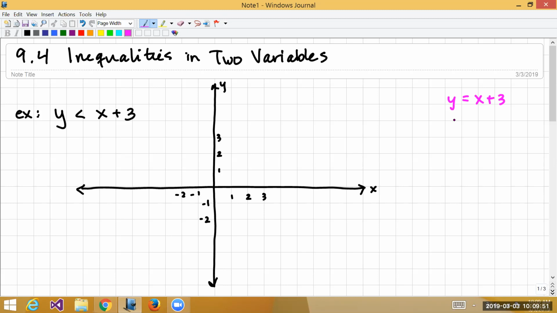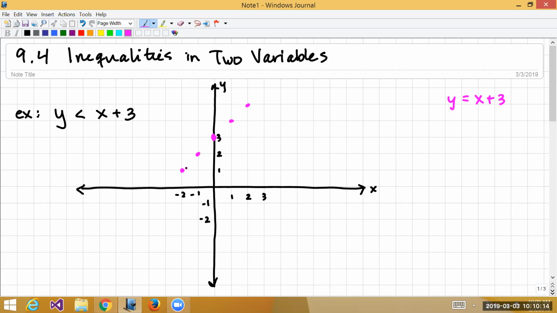It's already in slope-intercept form, so we go ahead and plot our y-intercept, which is 3, and then the slope is 1, which tells us to go up 1 and to the right 1. We could draw a few points. You can always go in the opposite direction. Remember, to go in the opposite direction, you do the opposite rule. So instead of going up 1 to the right 1, you go down 1 to the left 1.